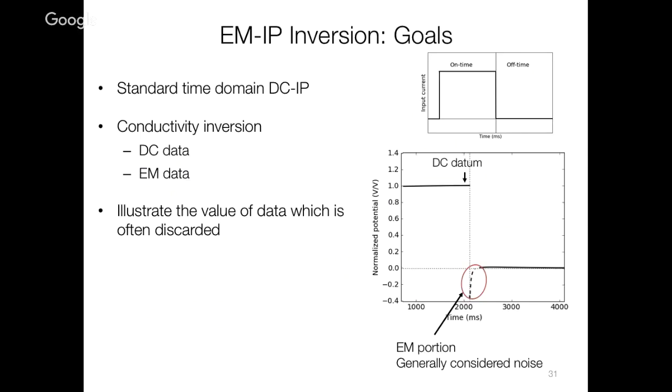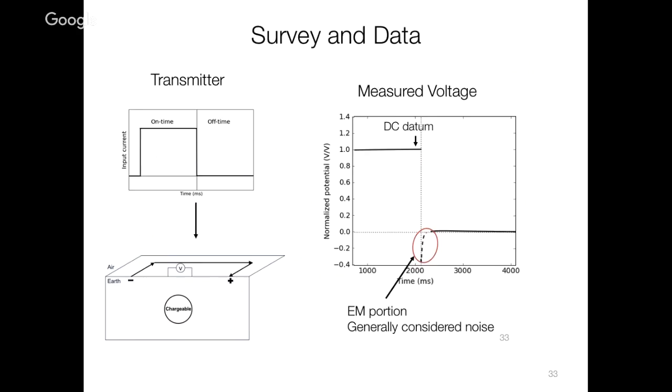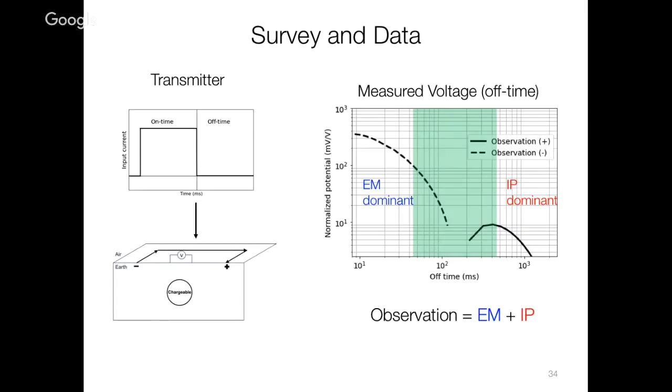Okay, so our idea was that after you turn the current off, there's an EM response, and then later on there's an IP response. And so the question is, these data are generally thrown away, maybe we should keep them. And that was codified in this example here. This is now log scale, and the very early times are purely EM. The late times are purely IP, and then there's this region in the middle that's confused.